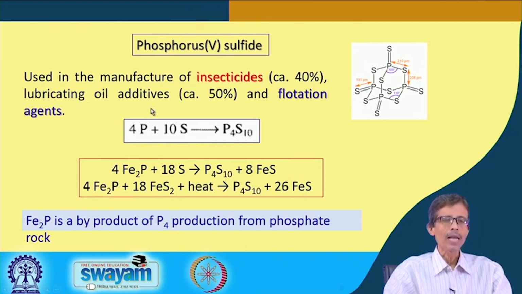Similarly, the lubricating oil additives. After 40%, the remaining 50% of the production of phosphorus pentasulfide, P2S5 or P4S10, goes to lubricating oil additives, and the remaining 10% to flotation agents. So these are the applications. We will also see how these lubricating oil additives can be prepared, whether we are able to use them directly from the P4S10 molecule or whether we need some other modifications.